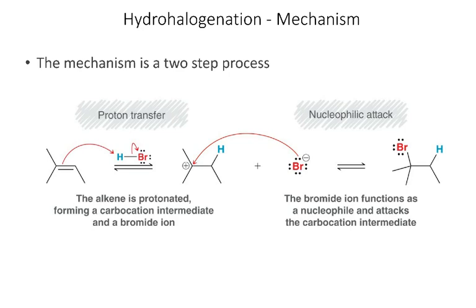The mechanism for hydrohalogenation is a two-step process. It starts off with a proton transfer where the pi bond in the alkene attacks the hydrogen. That moves the bond from the HBr to a lone pair on the bromine, and then that's followed up by the bromine acting as a nucleophile and attacking the carbocation that's produced in the first step.